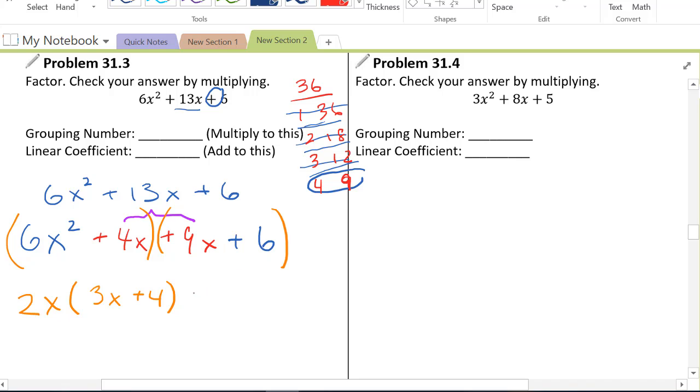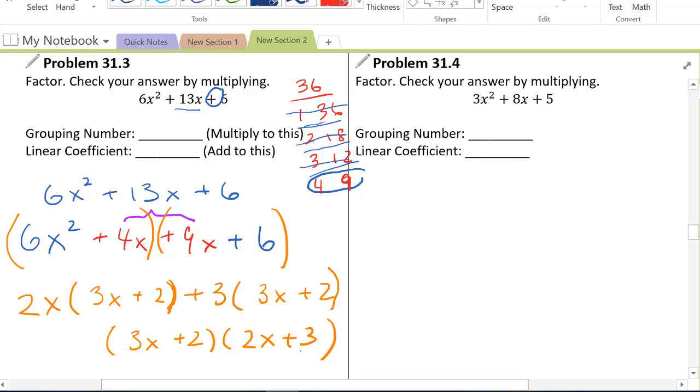Now with the 9 and the 6, what's in common? I can pull out a 3. Oh, sorry, this should be a 2. When I factor out 2x from 6x squared, I get 3x, and when I factor out 2x from 4x, that should give me a 2, no more x's. And then this becomes a 2 as well. Look at what's in common: 3x plus 2, 3x plus 2. What do we do now? Pull that out, 3x plus 2, and what's left over is 2x plus 3. And that's it. That's how you factor it.